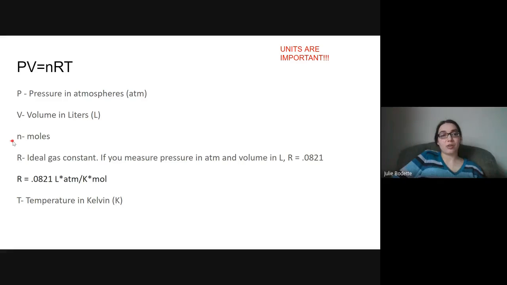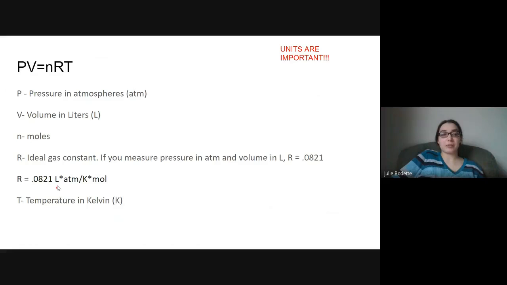N is moles. So the conversion here would be, I suppose, if I gave you a mass in grams, you might have to convert to moles. But if I give you something in moles, then it's just moles. R is the ideal gas constant. So R is a constant. So whenever you're asked to find R, it's just 0.0821, like it's just this number.